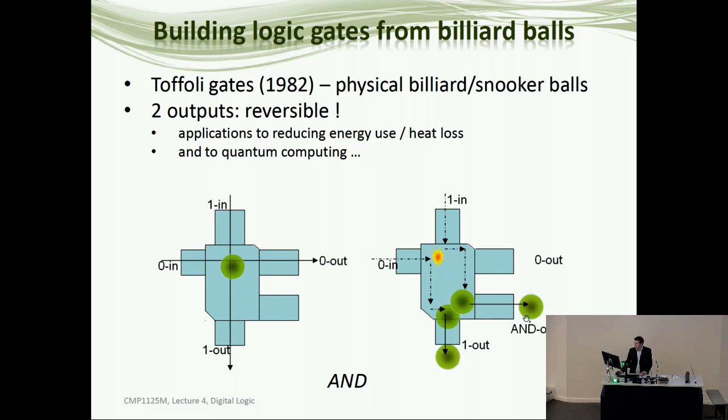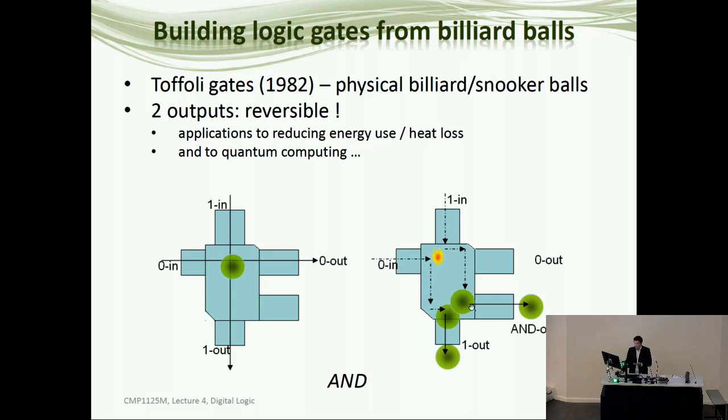You can see there's actually 2 outputs. We talked about energy before. You have to put 2 physical balls going in there, and those balls are carrying kinetic energy. That energy has to go somewhere. And in a current transistor-based system, we're losing energy because there's only 1 output and there's 2 inputs, and that's why our computers are getting hot, because we're throwing that other energy away.